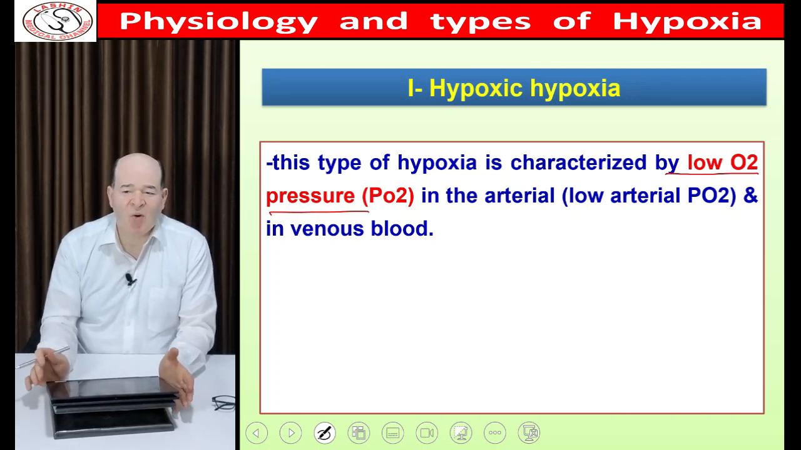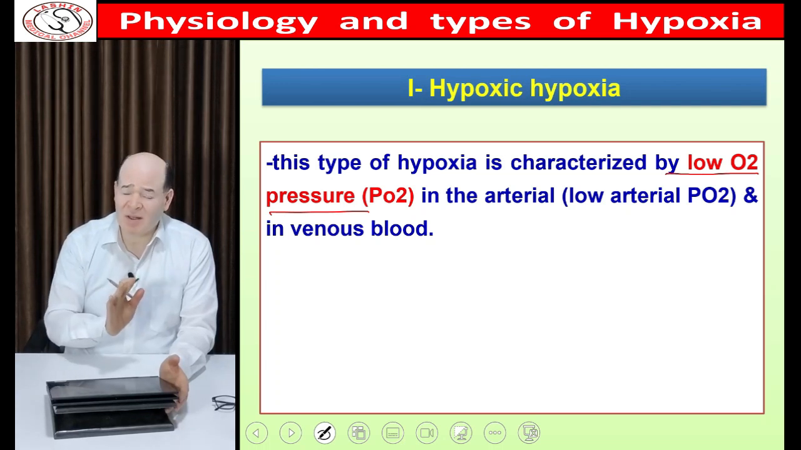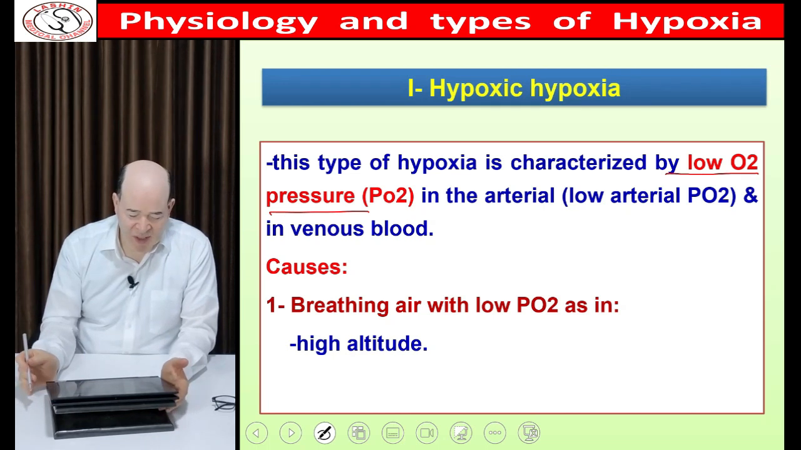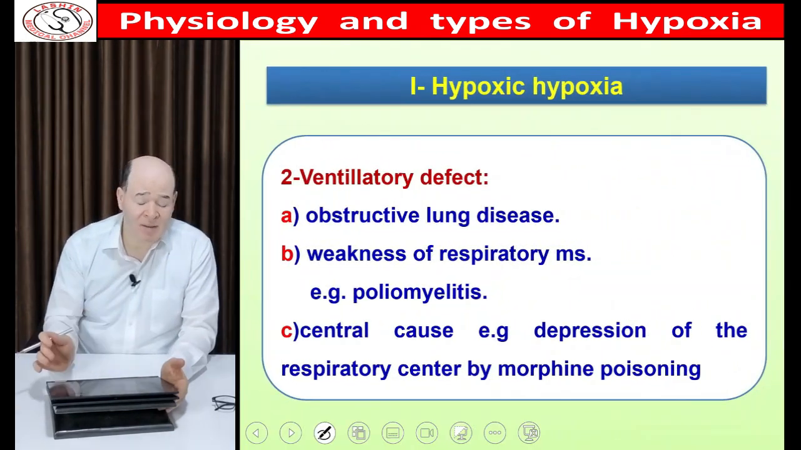To determine or nominate hypoxic hypoxia, there must be low oxygen tension in the arterial blood, whatever the site or the nature of the cause. We have many causes for hypoxic hypoxia. First, breathing air with low oxygen, like at high altitude and in mines, where oxygen in the atmosphere is so little.